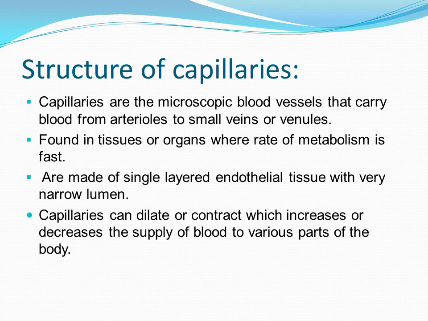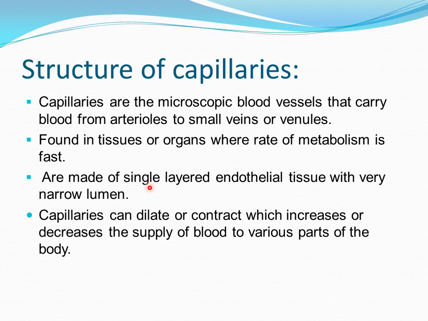Now here comes the structure of the capillaries. So what are these? These are the microscopic blood vessels that carry blood from the arterioles to small veins or venules. So they are connecting the arteries and the veins, and they are very thin. They are found in tissues or organs where the rate of metabolism is fast, and they are made of a single layer of endothelial tissue with a very narrow lumen.